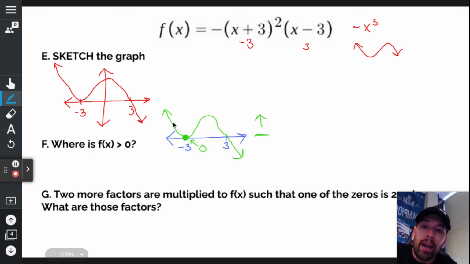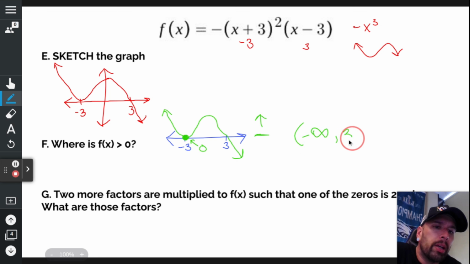So my guy is going to be -infinity to -3, not including it, and also -3 to regular 3, not including either of those. So it's positive at -infinity to -3, not including it, union, and then -3 to regular 3.